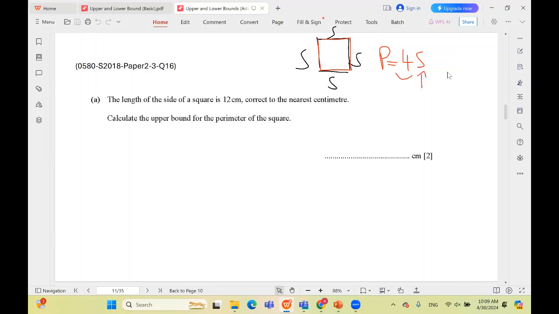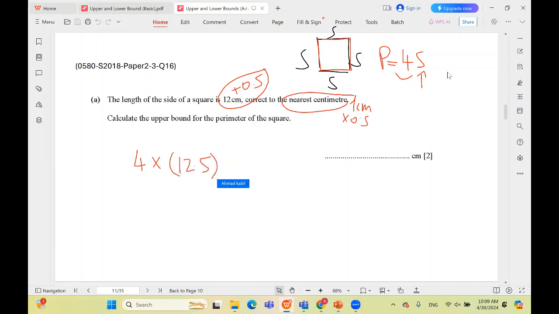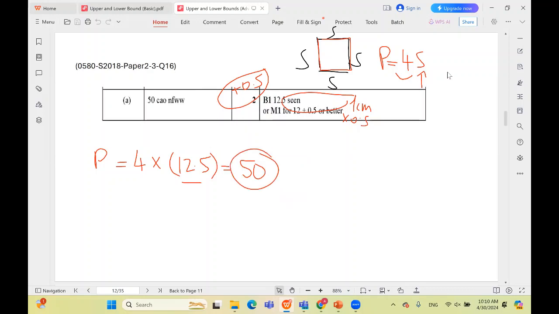Here we want the upper bound, so we just need to add, not subtract. And the level of accuracy is 1 centimeter. So we multiply that by half, we get half a centimeter. So we're just going to add half to this value. So we have 4 times 12.5. How did I get 12.5? I just added 12 to 0.5. 12 plus 0.5 equals 12.5, of course. So the perimeter is 4 times 12.5, and this is equal to 50. So the final answer is 50.